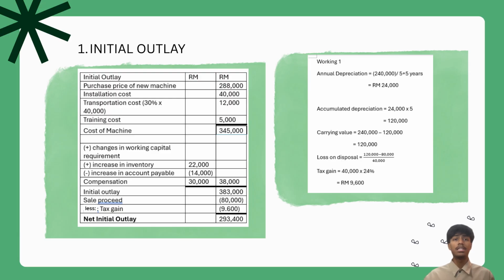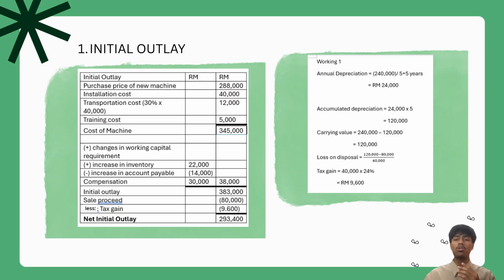Next, we must find the changes in working capital requirement. So, there is an increase in inventory, said in the question, 22,000. And also there is an increase in account payable, 14,000. That will be in brackets because it is subtracted. And also compensation, 30,000. Added up, it will become 38,000.